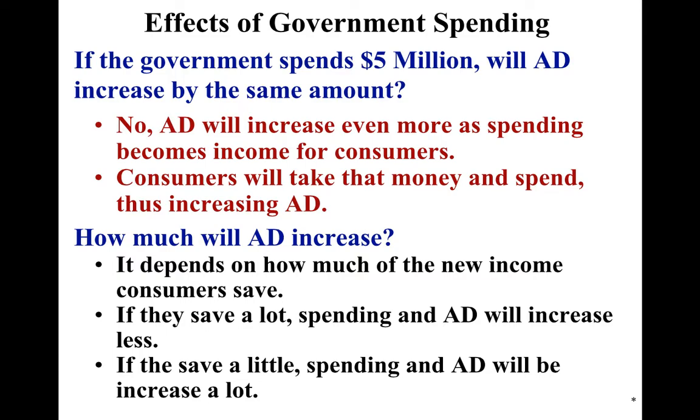No, we know this, right? Consumers spend money and they spend more and more, and that's going to increase AD more than that. But by how much? Well, it depends on how much they save and how much they spend. If consumers in general in our economy save a lot, spending will only increase by a little bit, and thus AD will only increase a little bit. But if they save just a little and they spend a lot, then AD will increase a lot. So how do we know this?